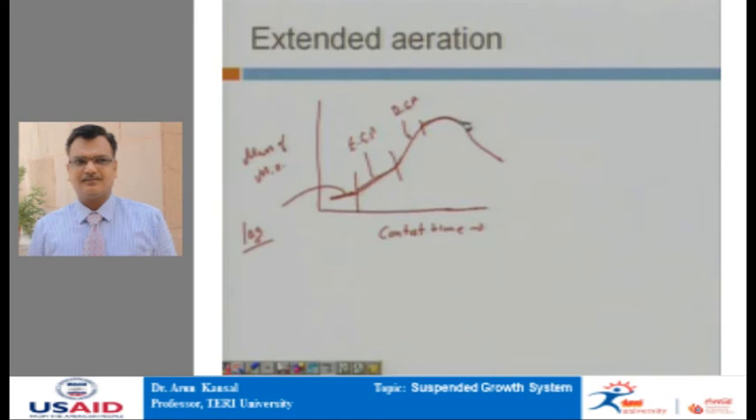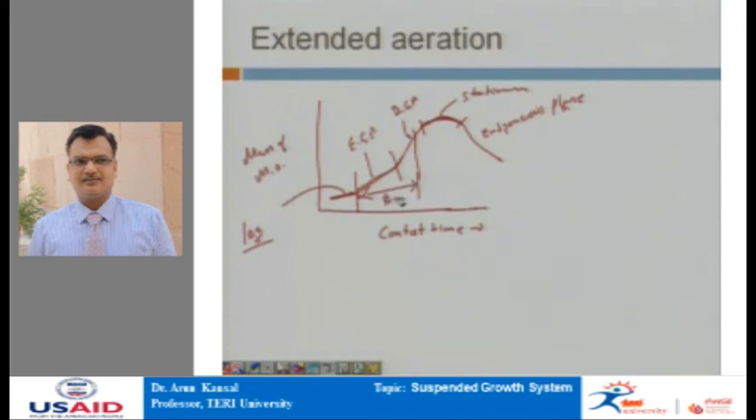Then comes a phase which can almost be called a stationary phase, that is, there is no net growth of the organisms. Then comes a stage in which the organisms are more in number, but there is no adequate supply of the food or substrate. This is the stage in which the organisms start consuming their own cell mass, and this is known as the endogenous phase. So broadly speaking, the conventional high rate aeration works in this phase of exponential growth or up to part of the declining growth phase.